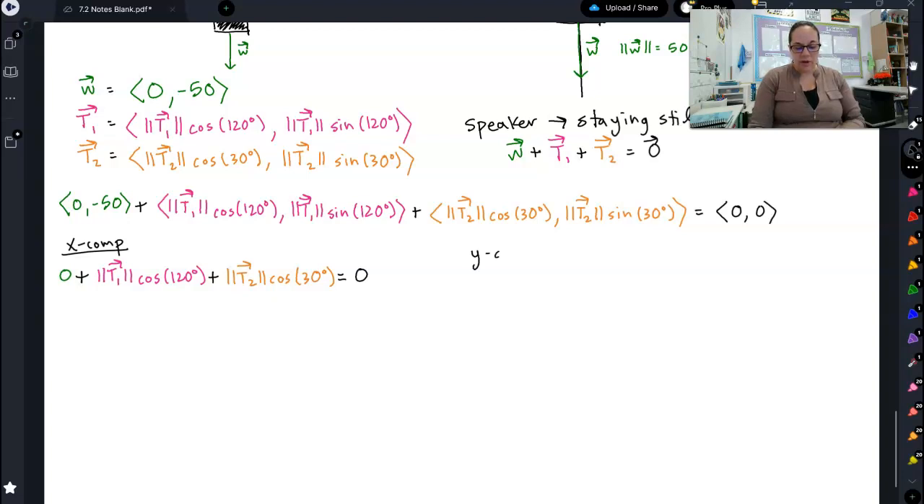Now let's look at what I get when I add all the y components together. The y component of my W vector plus the y component of my T1 vector plus the y component of my T2 vector.